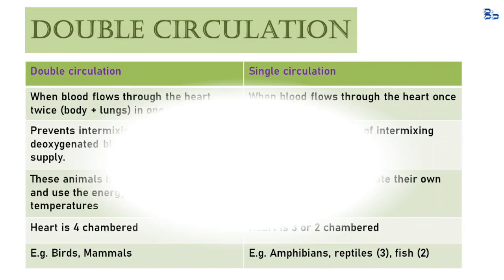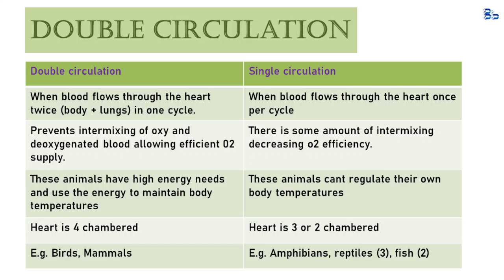Now, we're going to look at some basic differences, advantages, and disadvantages of double and single circulation. So, double circulation is when blood flows through the heart twice, basically from the heart to the body and from the heart to the lungs in a single cycle. Single circulation is when blood flows through the heart only once per cycle.